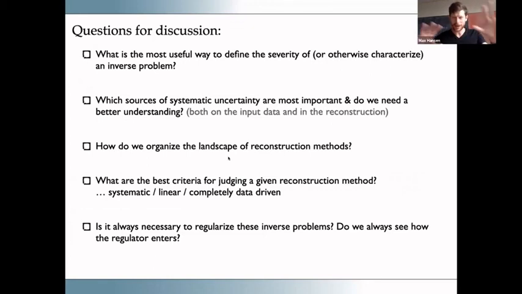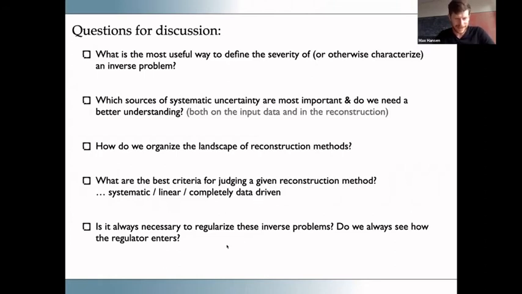It seems like these should all be connected in some massive sort of flow chart. So I would like to hear comments on how we organize the landscape of reconstruction methods and how we meaningfully compare them. For example, how do we really systematically identify which methods have which strengths and weaknesses? And here are some of the buzzwords that people like to advertise for their methods.